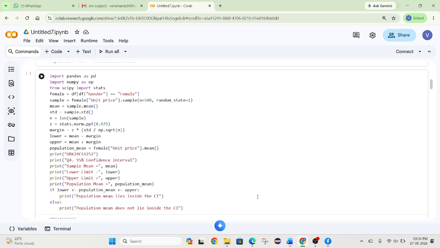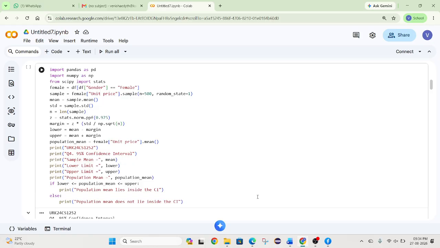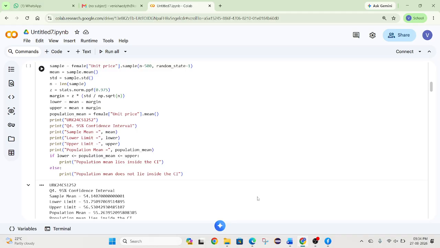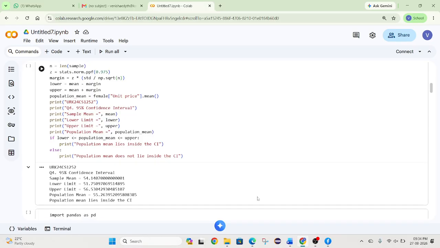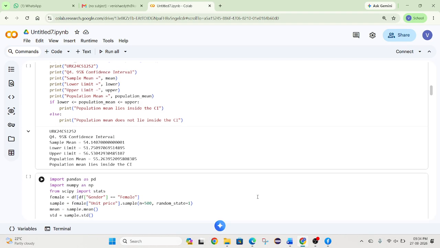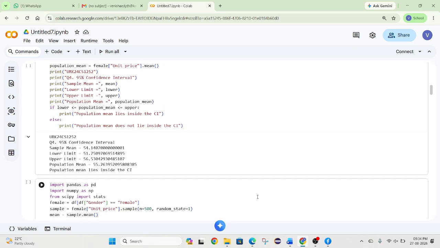Next, the fourth question is to calculate the 95% confidence interval. Here we take 500 unit price values and we calculate the sample mean and standard deviation. Then we find the 95% confidence interval, and its critical value is approximately 1.96. Finally, we check whether the population mean comes inside this range.